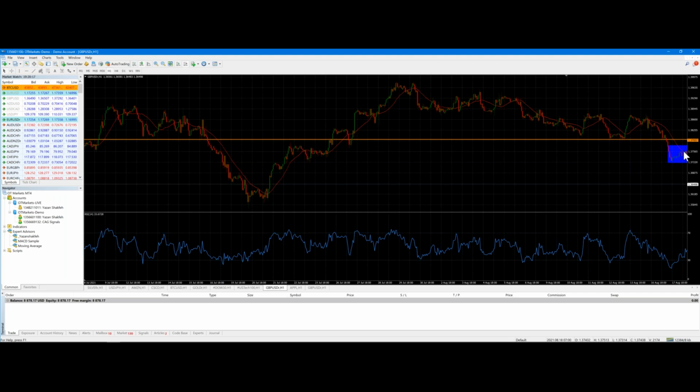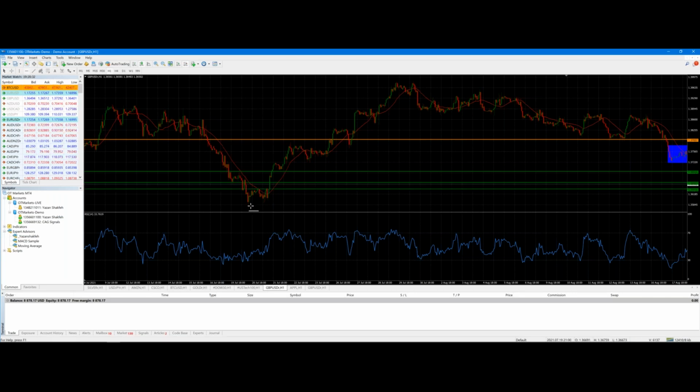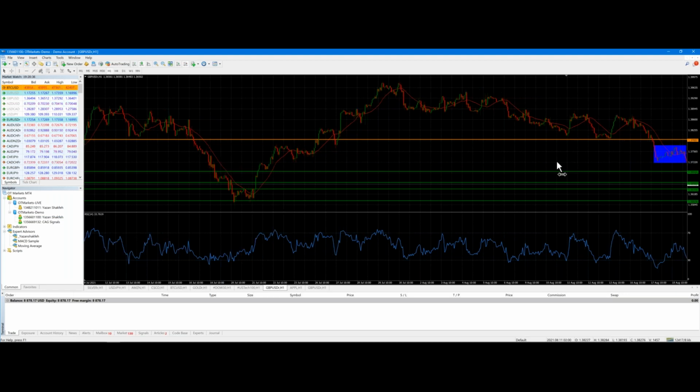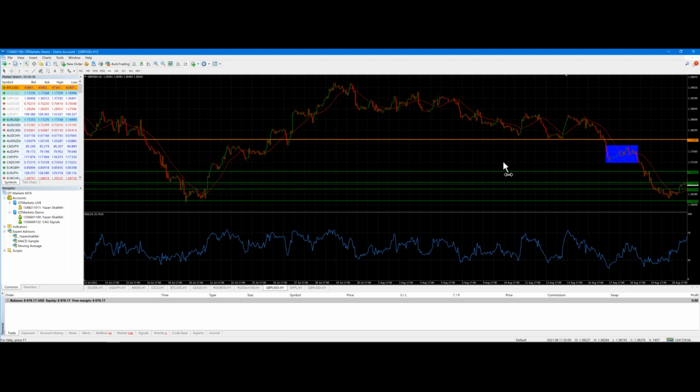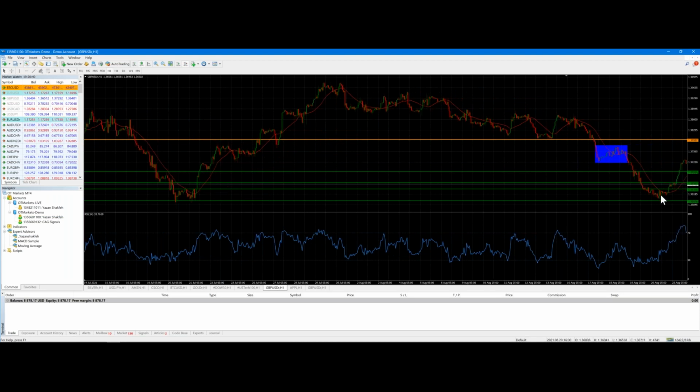Based on that, I put my targets to the nearest lows and highs, which is this one, and this one, and this one, and this one, which is the nearest highs and lows in terms of the value. And this is what happened exactly. And these are my targets.